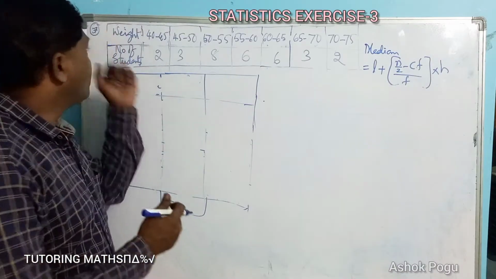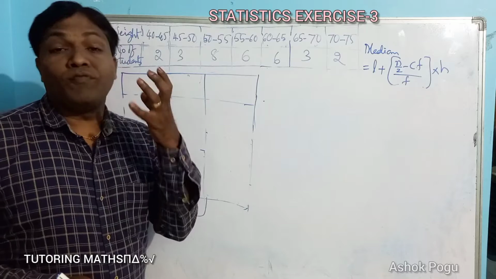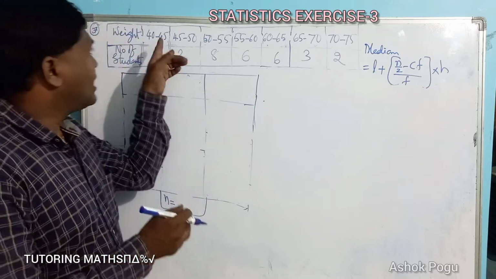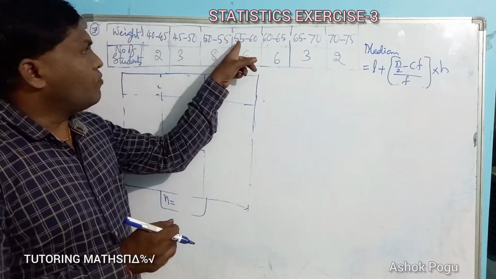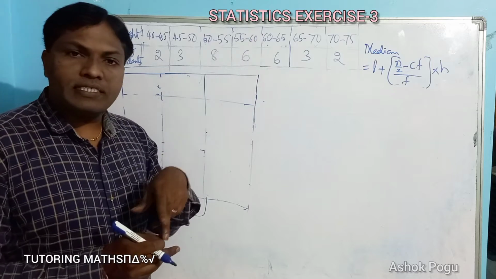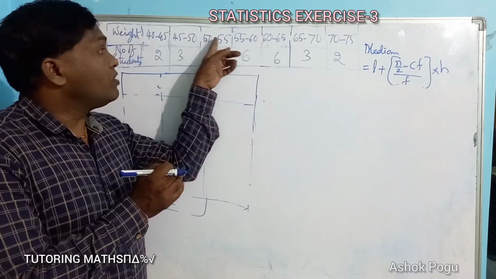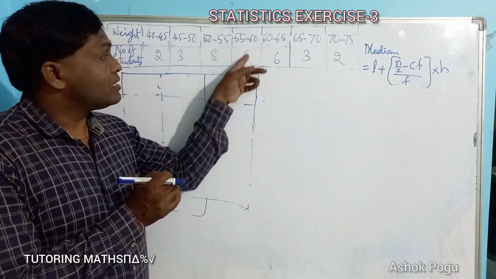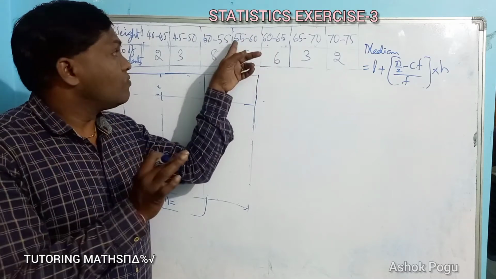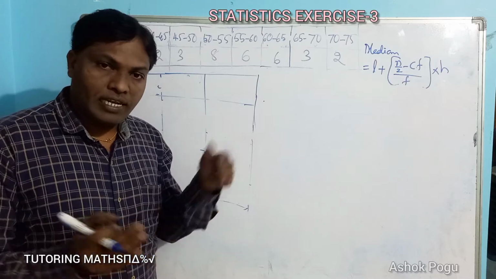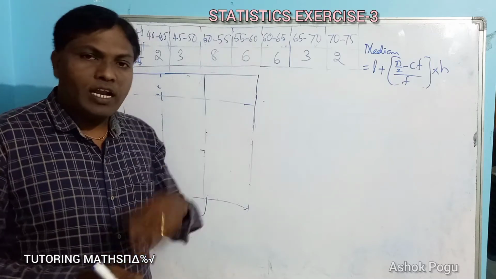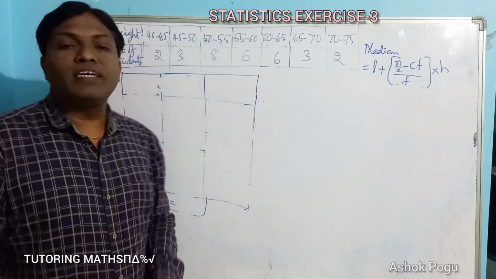Now this is question number 7. This is the data about the weight of the students. Here they have given the weights of the students, 55 kgs to 60 kgs. How many students have weights between 50 to 55 or 55 to 60 kgs? 6 students have weight 55 to 60 kgs. They lie between 55 to 60. Now we have to find the median weight of the students.